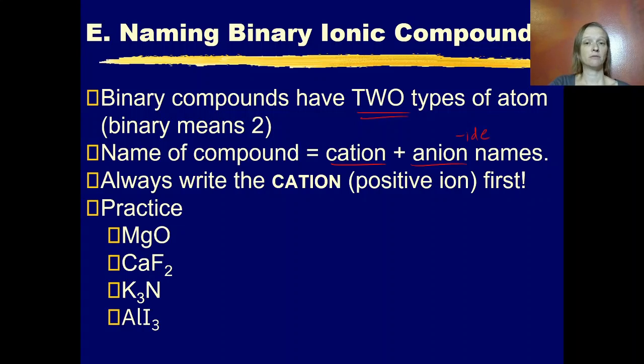So let's try it. Magnesium is the cation. And because it's the cation, we just say the name of the element. It's magnesium. But we don't say magnesium oxygen because with the anion, we have to change the ending to IDE. So it's magnesium oxide.